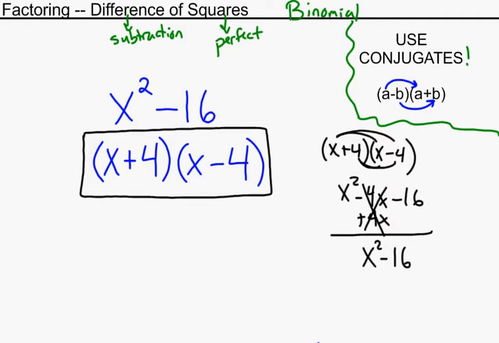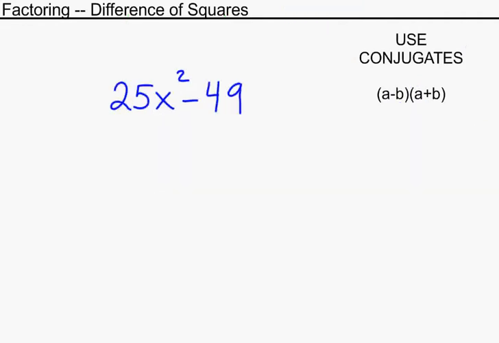It can help me with much more complicated problems, something that looks really nasty like 25x squared minus 49. I have no other method to do this unless I consider these conjugates. I do have a difference of squares. 25 is a perfect square, so is x squared, and so is 49. So I can apply this method.